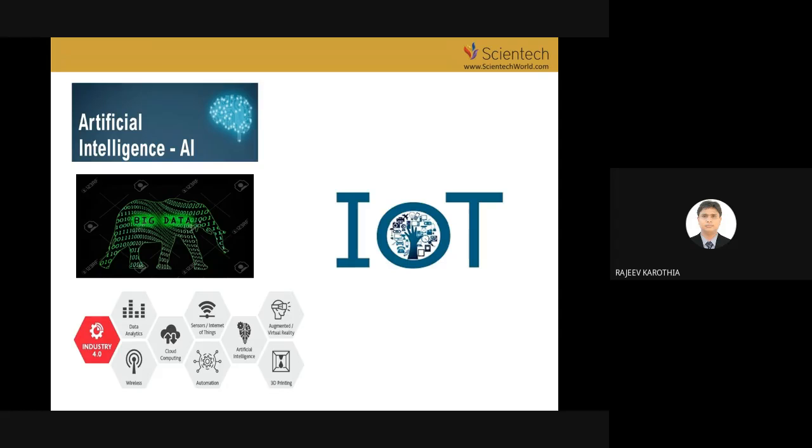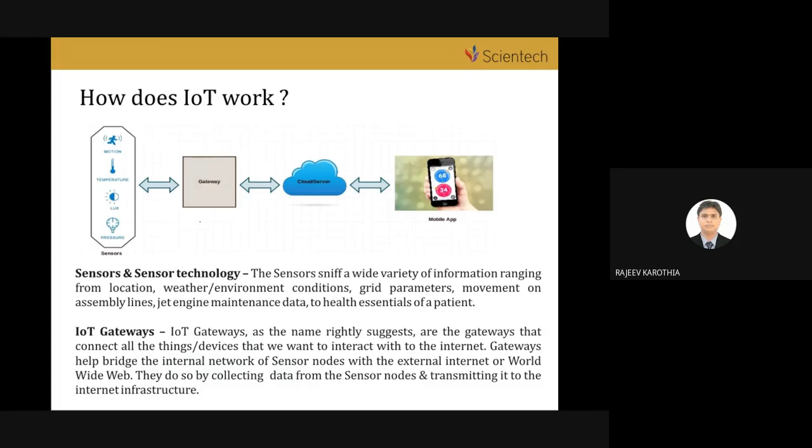And artificial intelligence plays an important role in making decisions. After collecting this data, you have to make some analysis, and then you have to act accordingly. So that was the basic definition, or different definitions, of IoT.